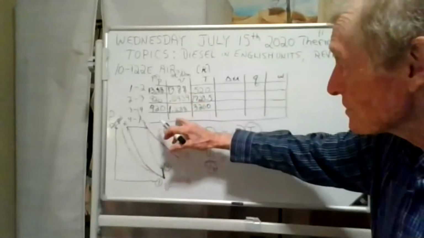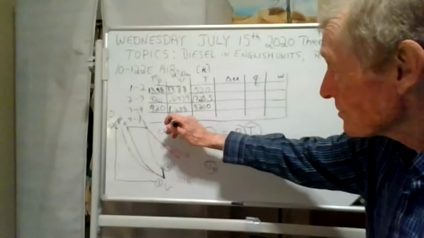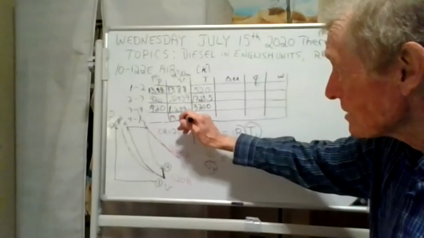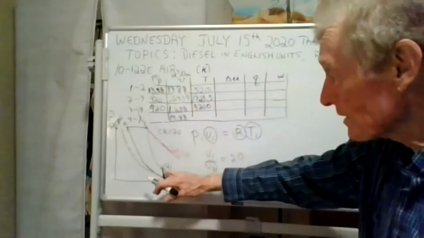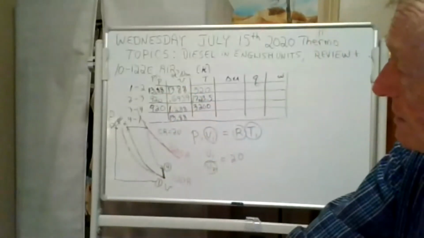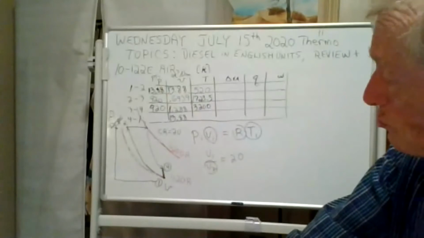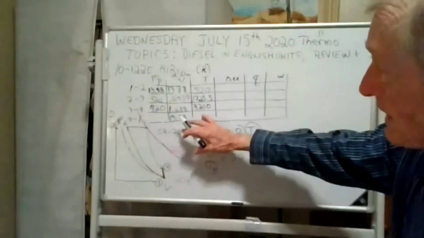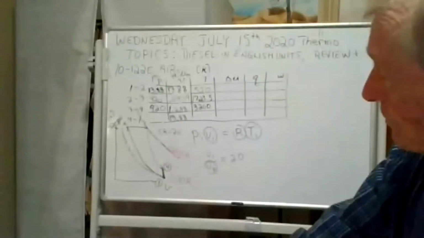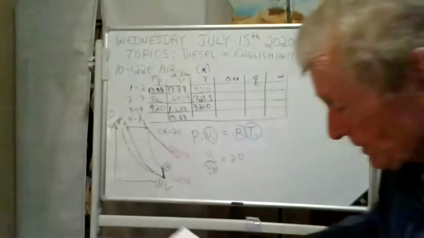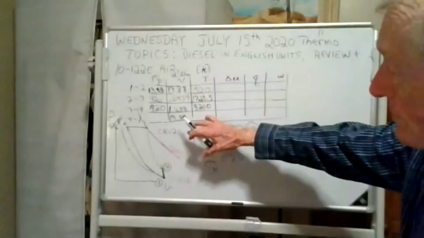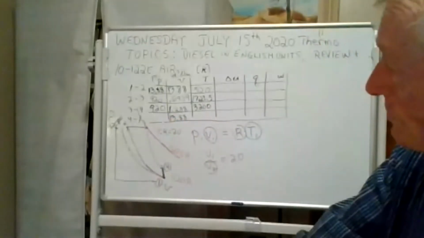So the specific volume at 4 is 13.88 because 1 and 4 have to have the same specific volume. But I don't know the temperature at 4, and I don't know the pressure at 4. Anybody got any bright ideas about finding T4 or P4?